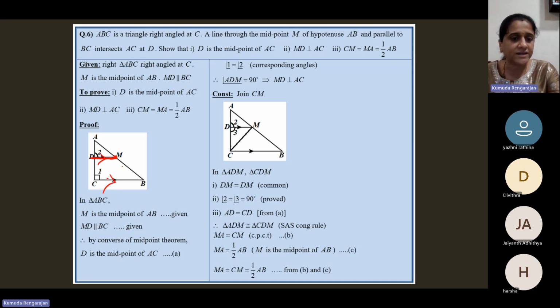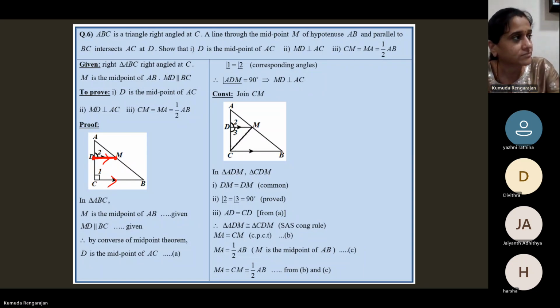It intersects AC at D. It meets AC. So this line travels like this. This line, from the midpoint M, travels like this, comes like this, and meets AC in D. And this line is parallel to BC. All this is given to you.